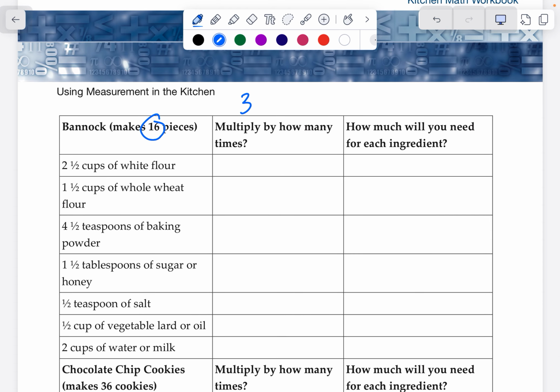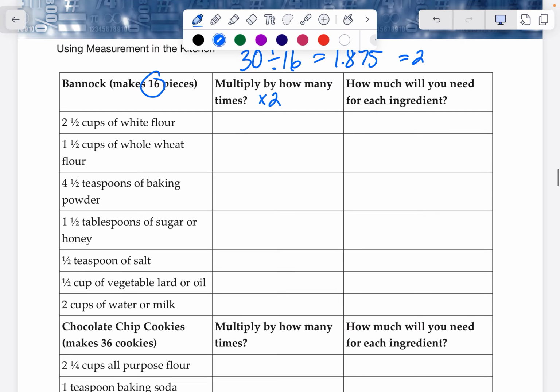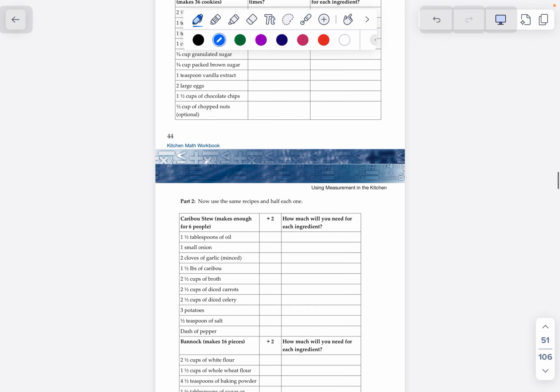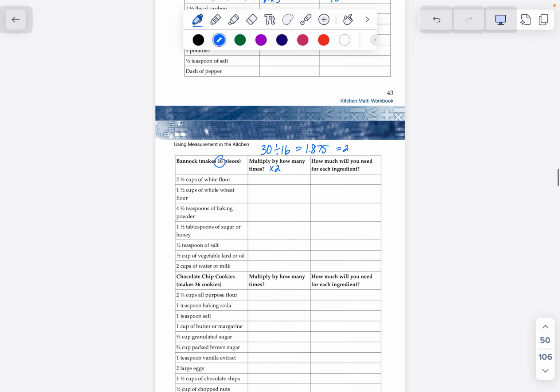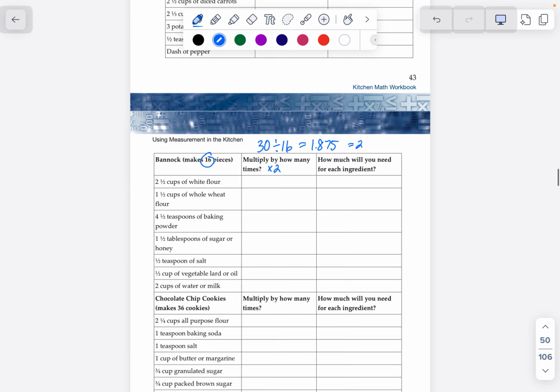So if you do 30 divided by 16, I believe you get 1 point something. Let me tell you what we get. We get 1.875. What should we round that to so we have enough for our guests? So we need it to be the next whole number. So what would we round it to? We would round it to 2. So we're going to multiply each of these by 2. So that's the column you want to use there. And that's the process you're going to do. You just keep comparing with that 30 that you're trying to make your recipe for, okay?